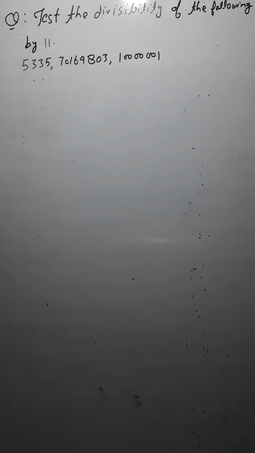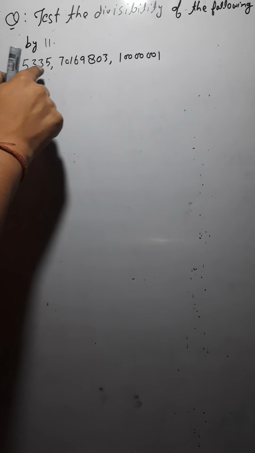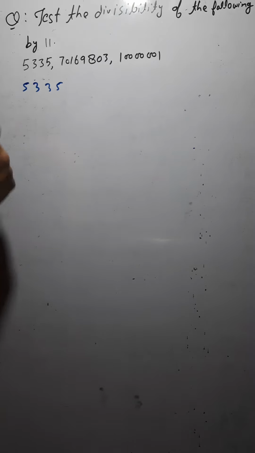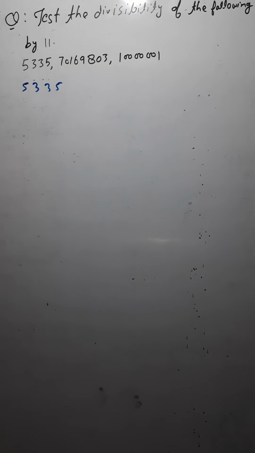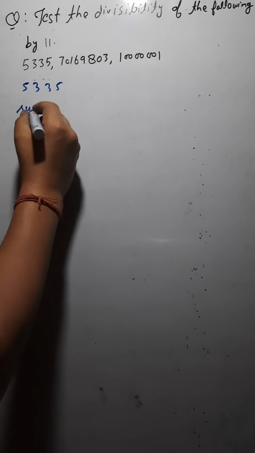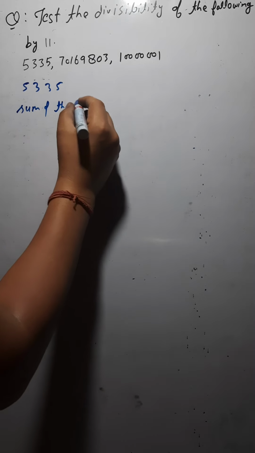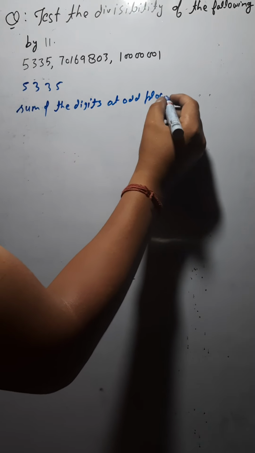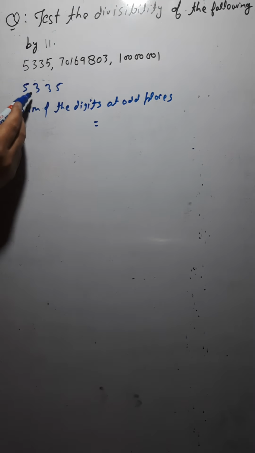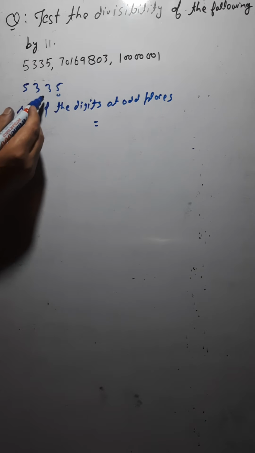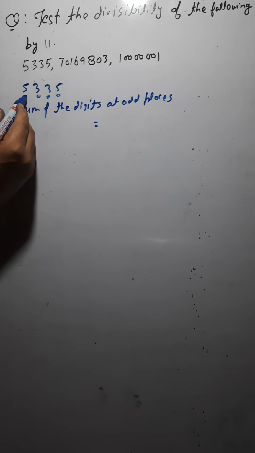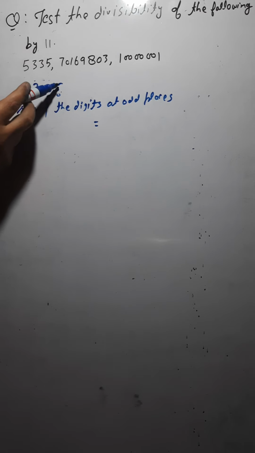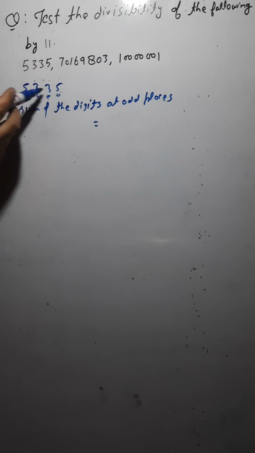Okay, so let me tell you the first question here first. So it is 5335. So first we have to find the sum of the digits at odd places. What are the digits at odd place? Which one is the odd place? First one odd place, second one even, third one odd, fourth one even. So what are the digits at odd places? 5 and 3. First one is odd, third one is also odd place. So these two are odd places.